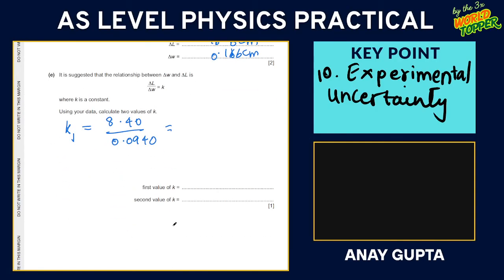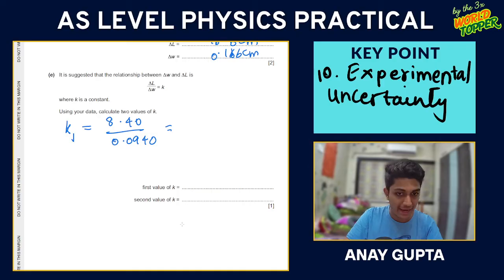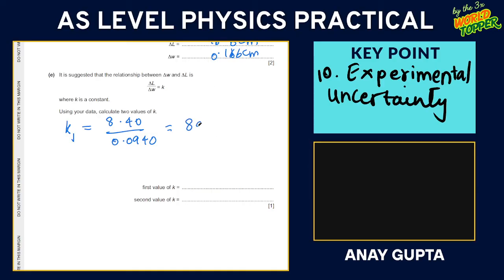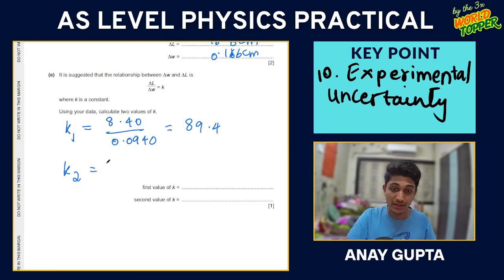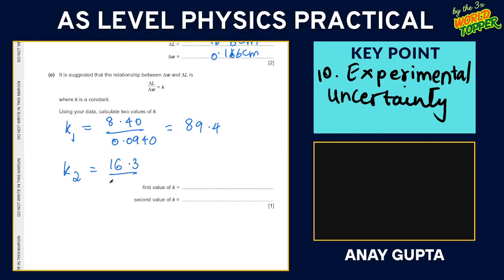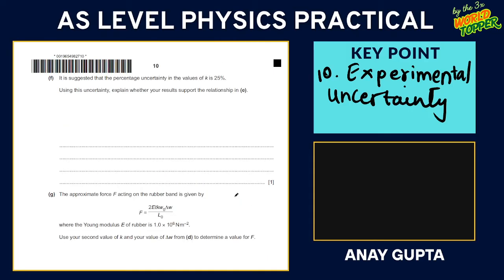Otherwise, if K had units, I would have to specify the units of K that I'm using. So that comes up to 89.4, 3 significant figures. Again, a calculated value to 3 significant figures. And K2, I use 16.3 divided by 0.166, that comes up to 98.2. So my first value of K is 89.4, second value of K is 98.2. Now, this is a very important question, super important. How do you tackle that? It is suggested that the percentage uncertainty in the values of K is 25%. Using this uncertainty, explain your values, whether your results support the relationship in E.